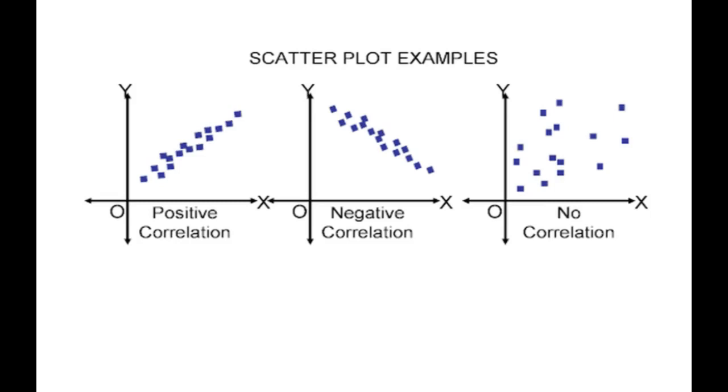Here are some examples of scatter plots representing the different types of correlation. In the first one, we have positive correlation. As the x values increase, our y values increase as well. In the second one, negative correlation. As the x values increase, we can see that the y values are decreasing. And the last one, as our x values increase, we can't tell the pattern that's going on with the y values. Sometimes they're increasing, sometimes they're decreasing. There's no set pattern, so there's no correlation.